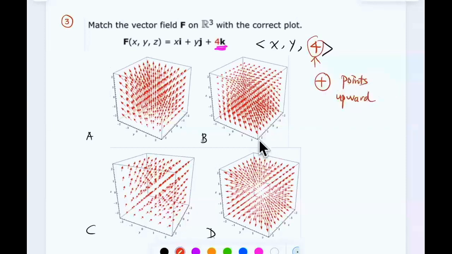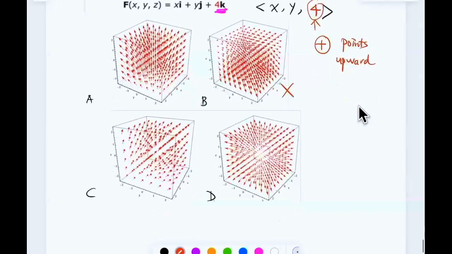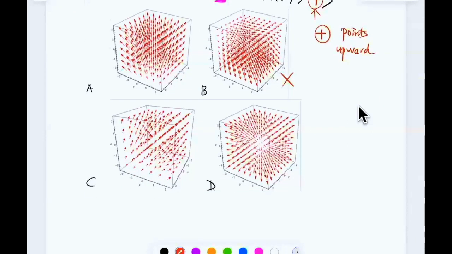So if any one of them has an arrow pointing downward, then you can eliminate it, right? Now this one here is pointing downward, so not this one. And this one over here, up there, is also pointing downward. So these two we can eliminate, right? They have arrows pointing downward.